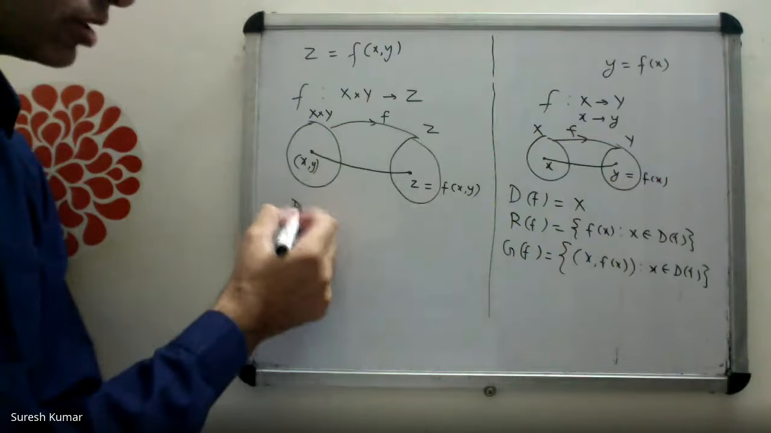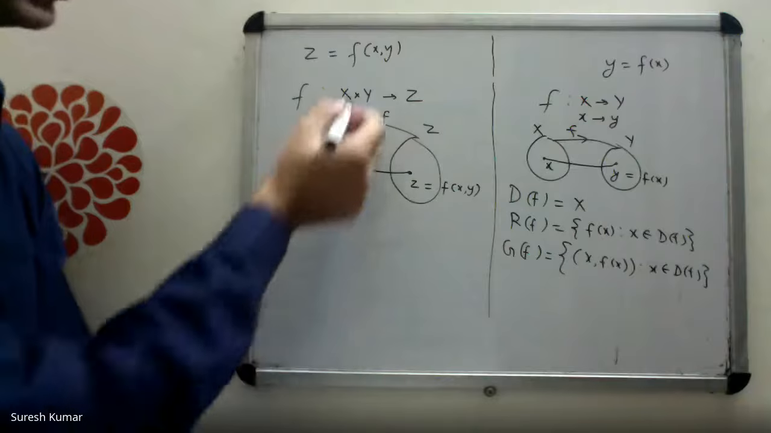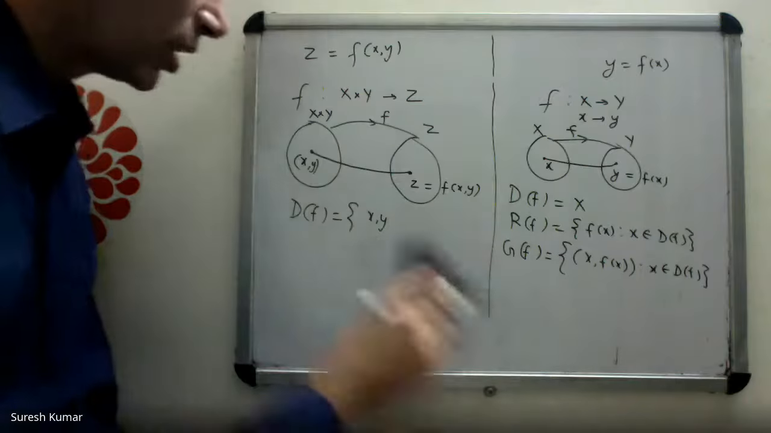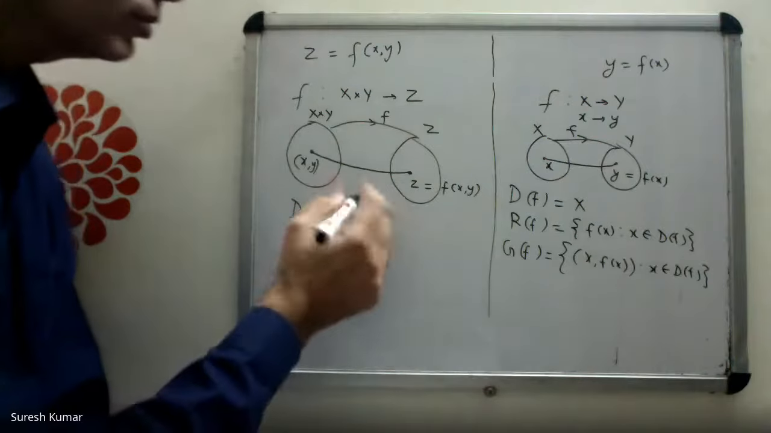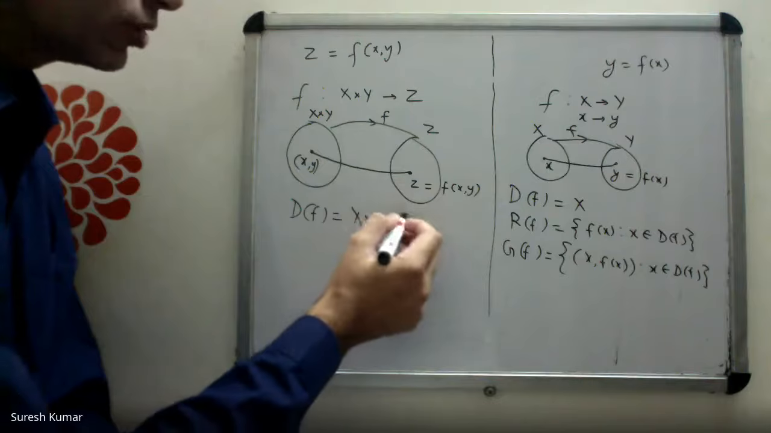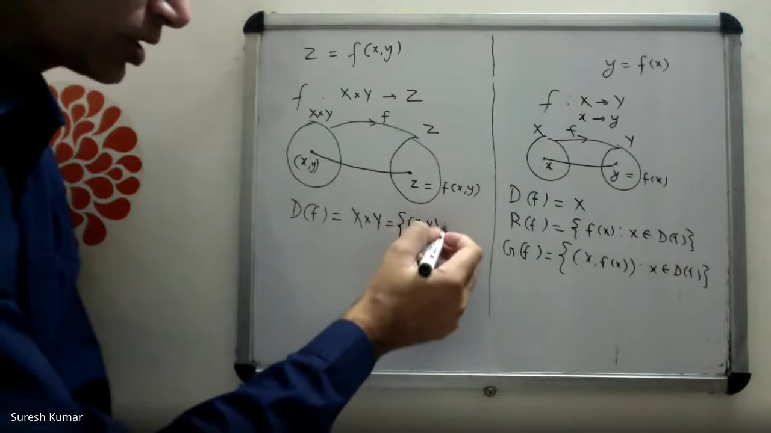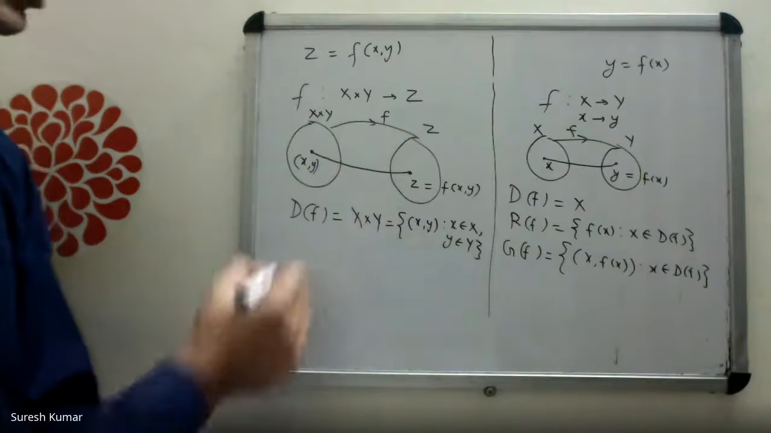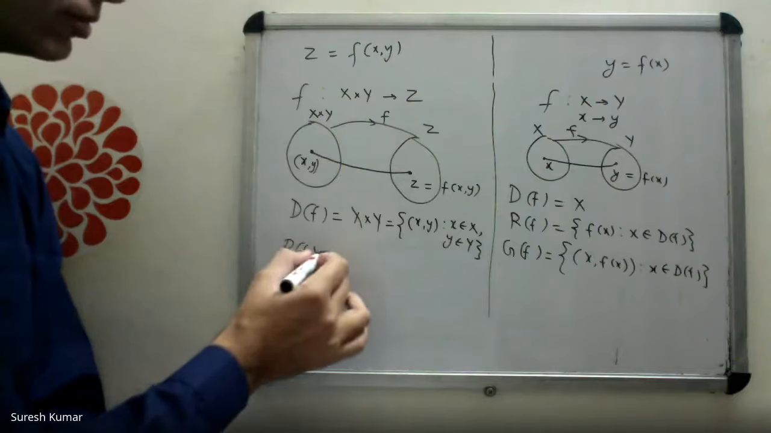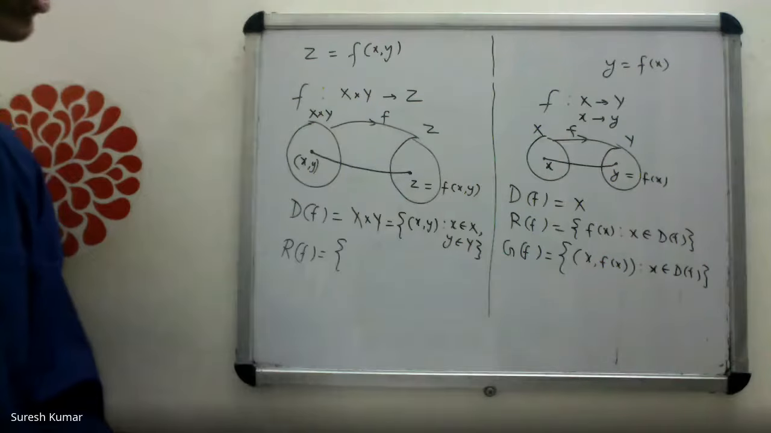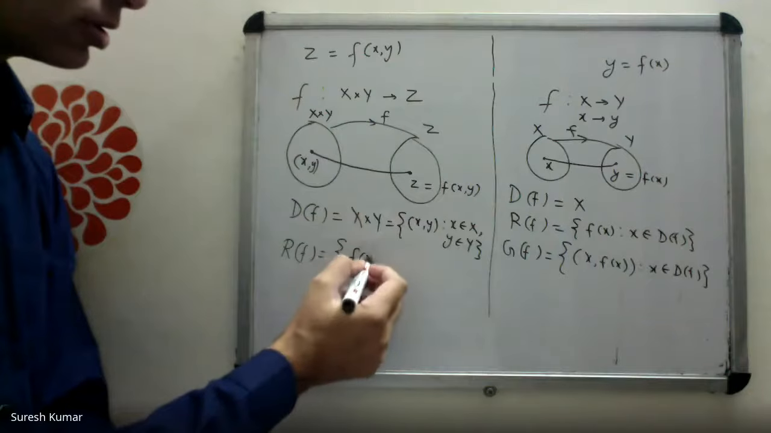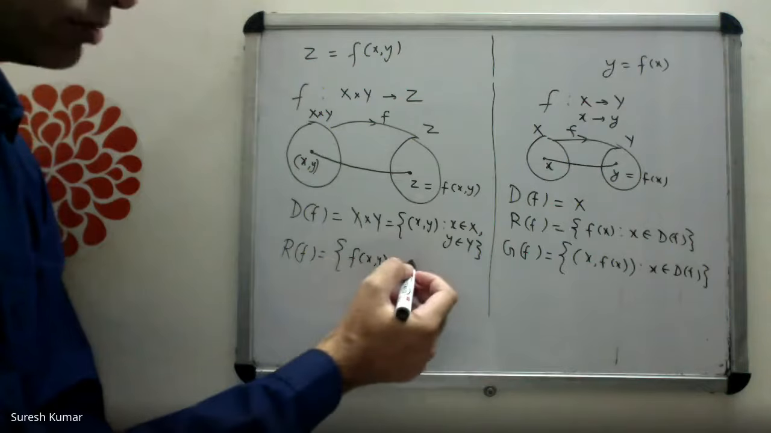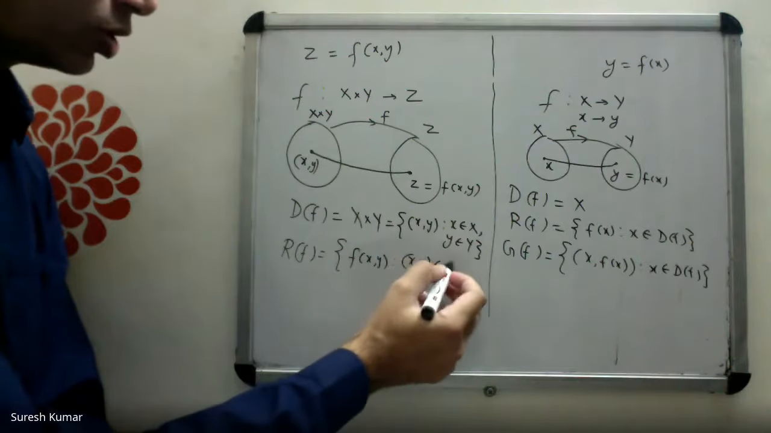So what is the domain this time? The collection of ordered pairs, or I can simply write X cross Y. What is X cross Y? The collection of the ordered pairs (x, y) where x belongs to X, y belongs to Y. What is the range of f? The set of all images corresponding to the points in the domain, meaning the collection of all f(x, y) where (x, y) belongs to the domain of the function.